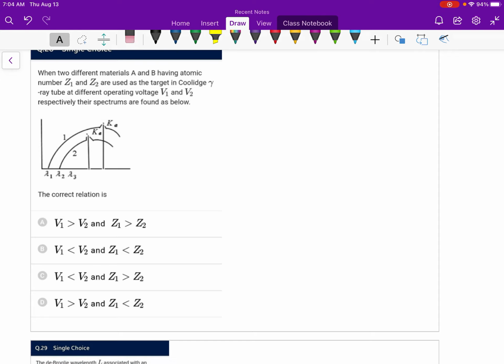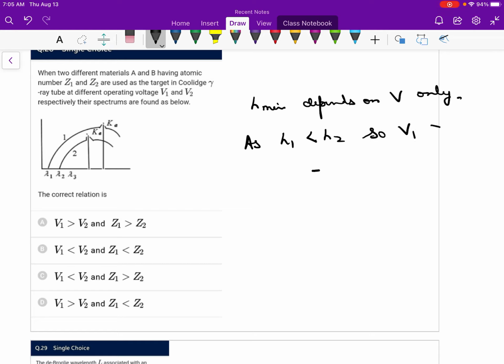Two different materials A and B have atomic numbers Z1, Z2 and accelerating voltages V1, V2. We need to compare V1, V2 and Z1, Z2. So from the graph we observe that lambda min depends on V only. As lambda 1 is lesser than lambda 2, the accelerating voltage in tube 1 is greater than the accelerating voltage in tube 2, so V1 is greater than V2.